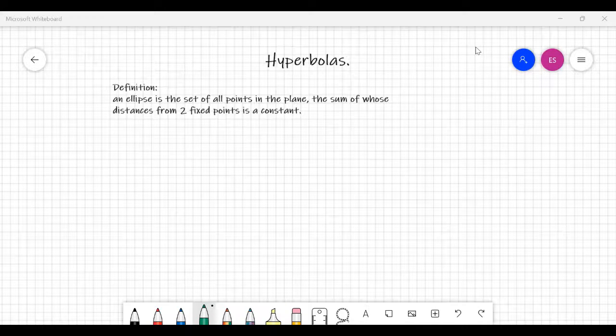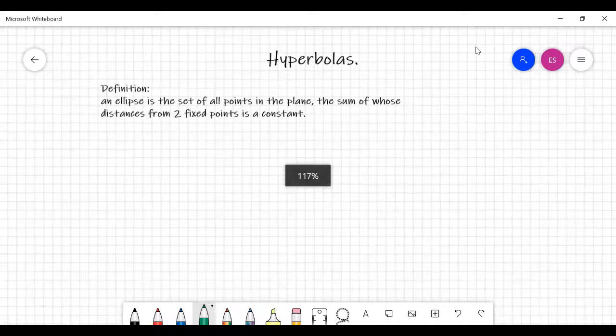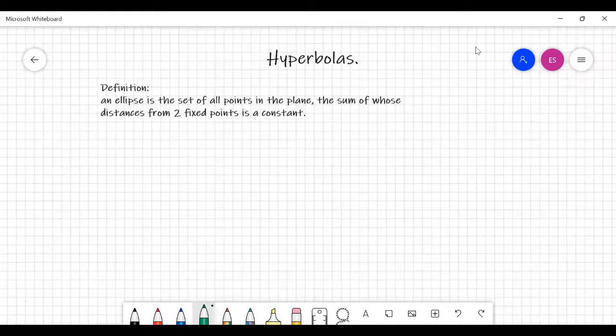Hello, everyone. Today we are going to talk about hyperbolas. Hyperbolas is another class in a family of conic sections. Remember, we covered ellipses in the previous lecture. And what I'm going to do, guys, first I'm going to start with a definition. And to show that hyperbolas are very close to ellipses, I'm going to copy the definition of an ellipse.